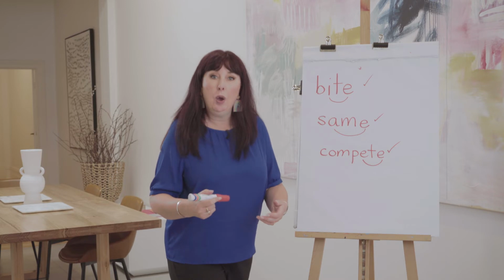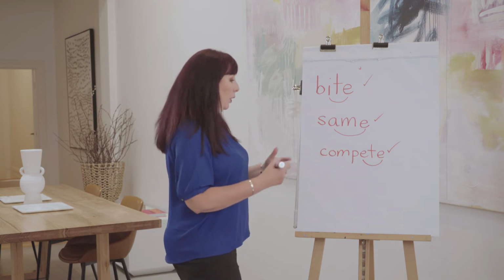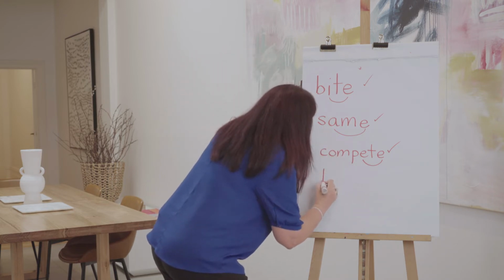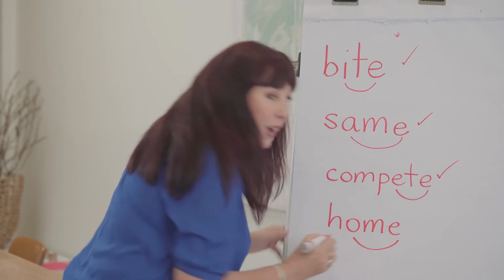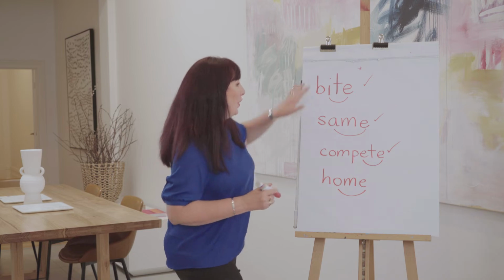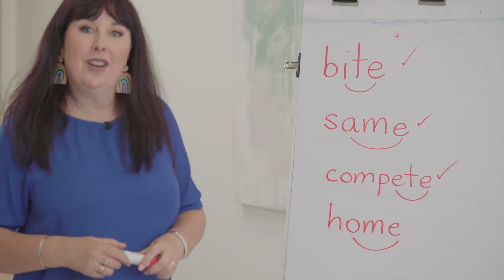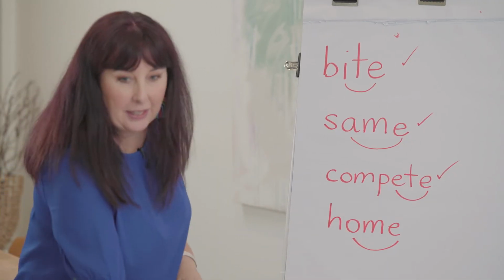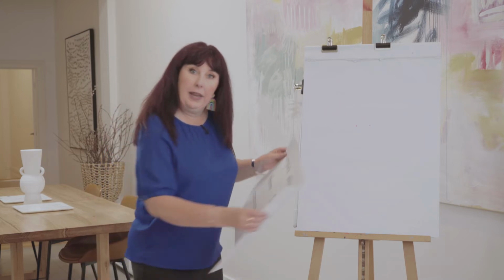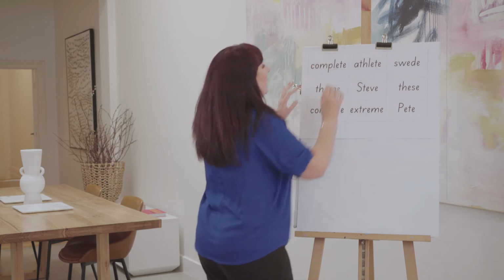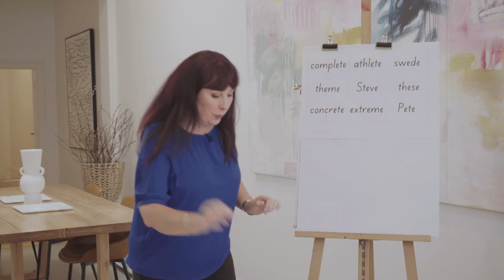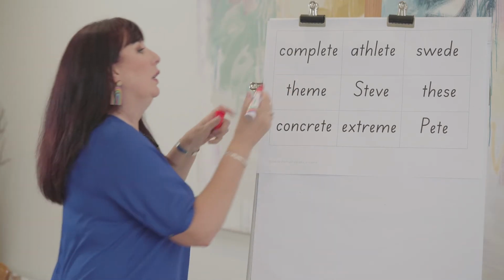Our last word is home. Let's go home. Home. Good job. How did you go with those split digraph spellings? Fantastic. So what we're going to do now is some blending. We're going to practice some more of our bossy E, split digraph E words. Are we ready?